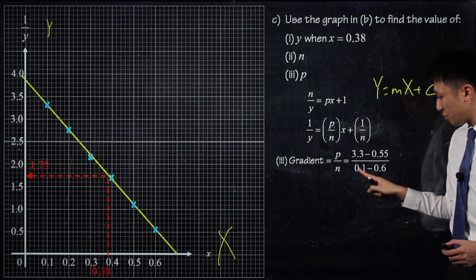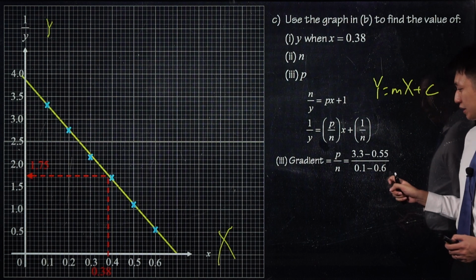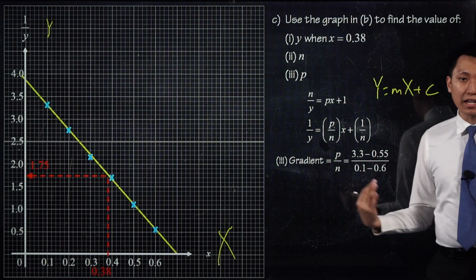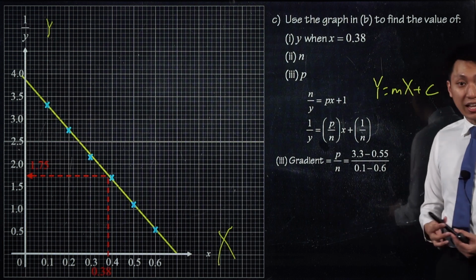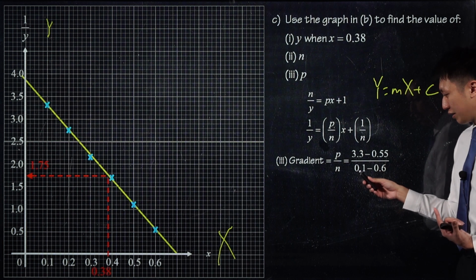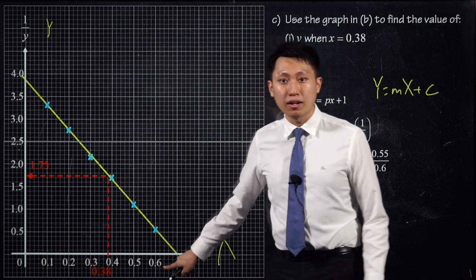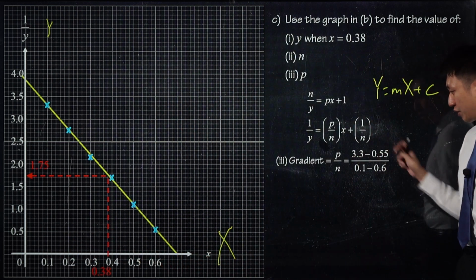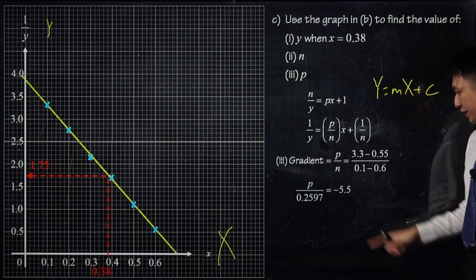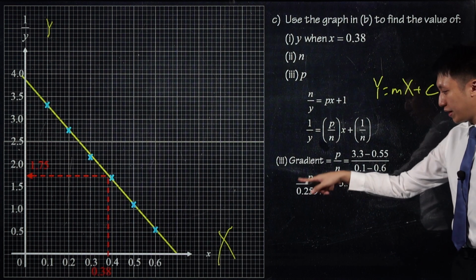One is the point with 0.1, and one is the point with 0.6. So y2 minus y1 divided by x2 minus x1. Okay, you can see that this one we use the two endpoints as well, the first one and the last one. Okay, so that's what we have, and we got this one. Solve for it, we get an answer for P over N.